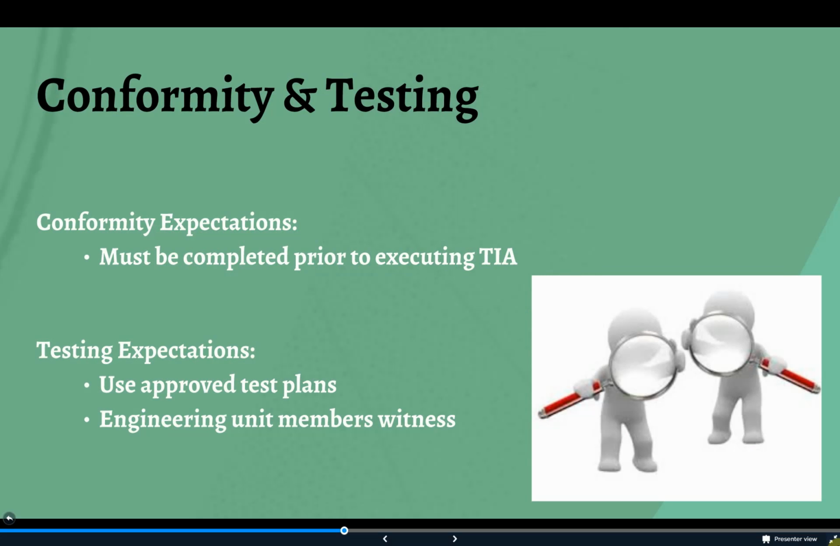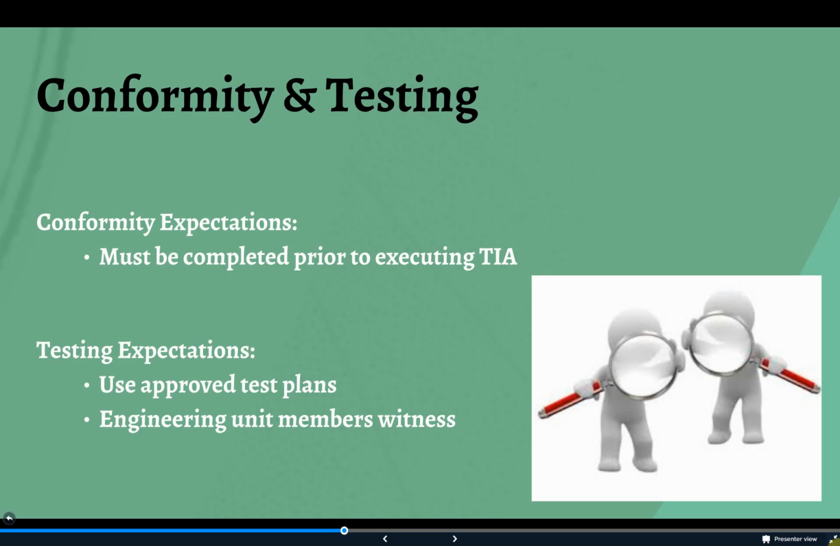Another clarification that was added to the manual was that engineering unit members conduct and witness ground evaluations and tests, flight tests, using approved test plans. In the previous revision, the wording left it open that in general, unit members conducted testing. So this clarification makes the expectation more specific.